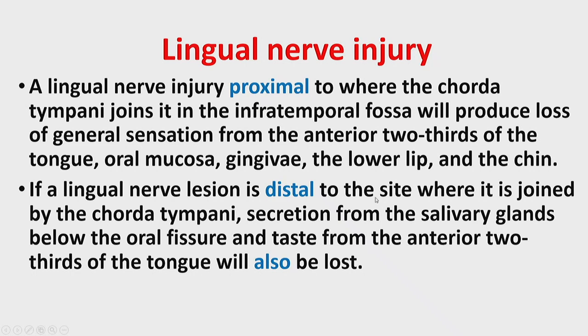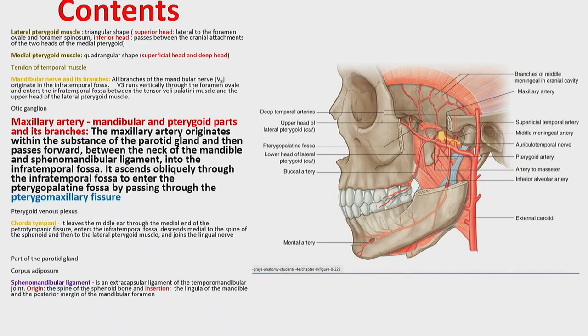But if the lingual nerve lesion is somewhere distal to the site of the joining of the chorda tympani with this nerve, then in addition to this loss, the patient is also losing the secretion of the salivary glands, and losing the taste of the anterior two-thirds of the tongue. So that's why it's important whether the lesion of the lingual nerve is before joining of the chorda tympani with the lingual nerve or after joining.